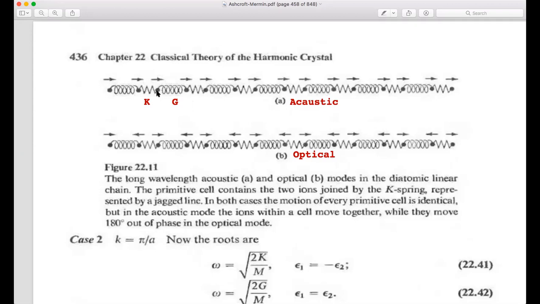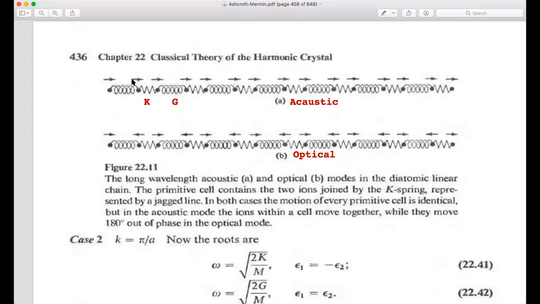We found, remember, that epsilon 2 by epsilon 1 is plus 1 for the acoustic mode. So if we are looking at the acoustic mode, then the two atoms are moving by the same amount in the same direction. So if it moves this way, this also moves this way. And because at k equal to 0 each primitive cell has the same phase, these two atoms move exactly in phase with these two, and so on.